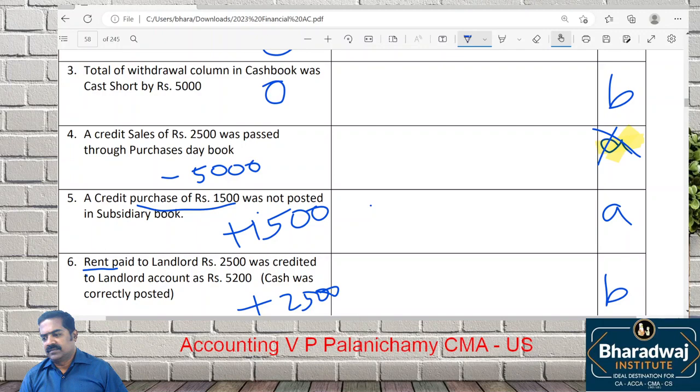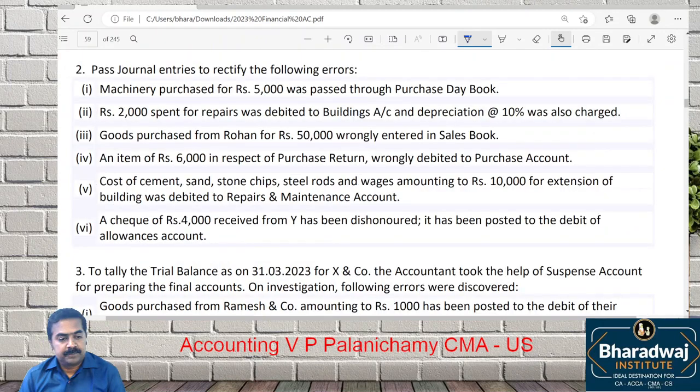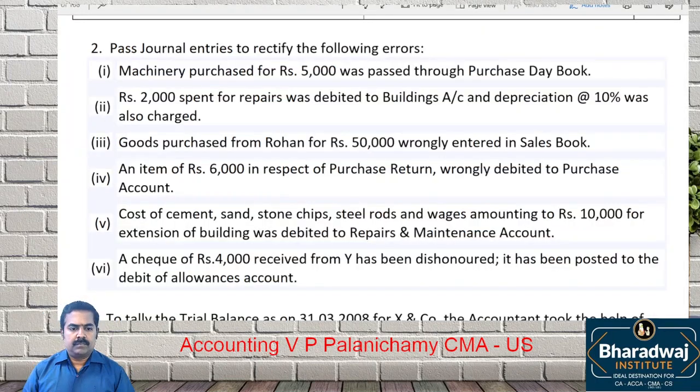Question number 2. Pass journal entries to rectify the following errors. Machinery purchased for 5,000 was passed through which one? Purchases day book. Try it on your own. How many points are there? 6 points. Okay, it can probably take a maximum of 10 minutes. Try it.